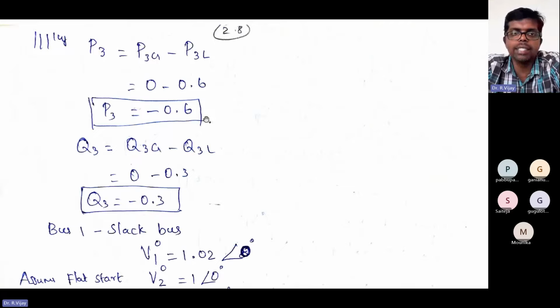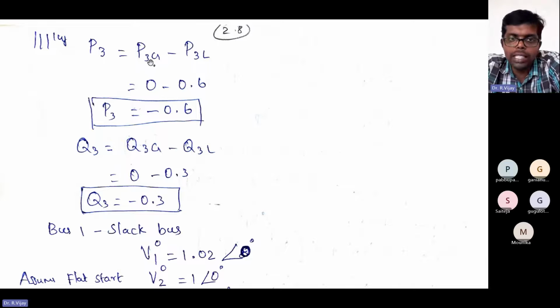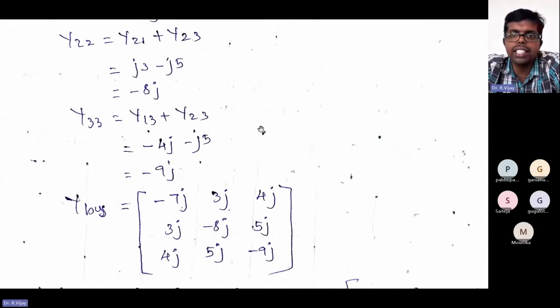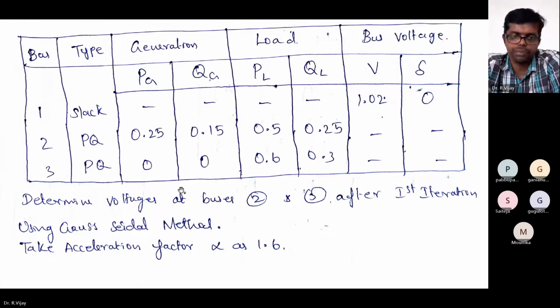Next, what is the next step? Similarly, P3 and Q3. Same formula, P3G minus P3L. So what is the P3G value? The P3G value is given in the problem as 0, and for the load bus it is given as 0.6. If it is not given, as I said, you take it as 0.